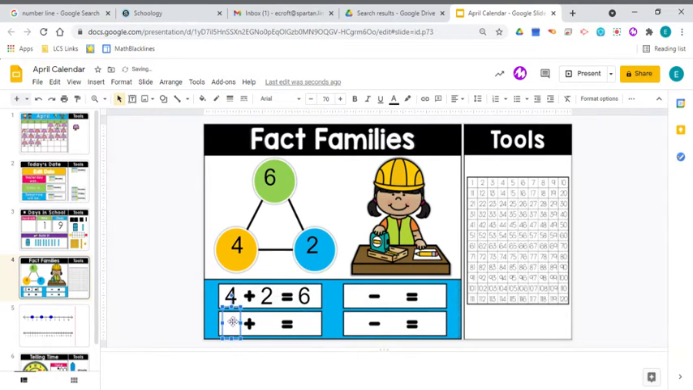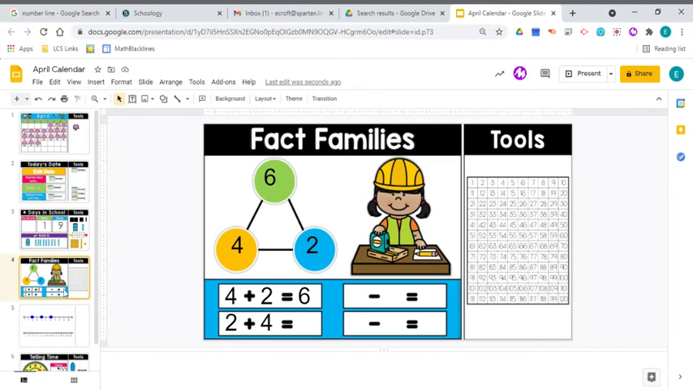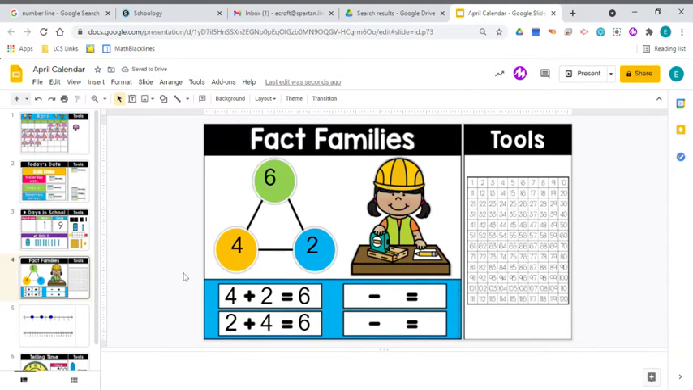Now, we can change the order in which we add the parts. This time we'll add 2 first and then the 4. And it won't matter. Let's take a look at our number line. This time we started on the 2 and we'll jump 4. So jump 1, jump 2, jump 3, jump 4, and we still landed on number 6. So I'm going to put 6 right there, and those will be our 2 addition sentences for our fact family. 4 plus 2 equals 6. 2 plus 4 also equals 6.